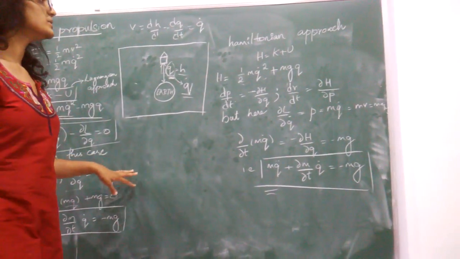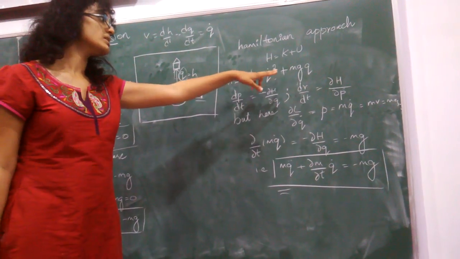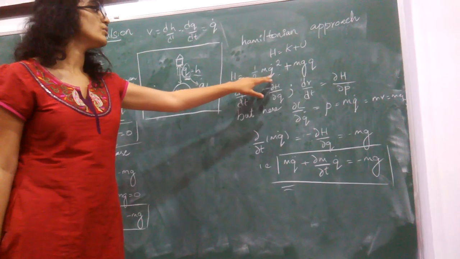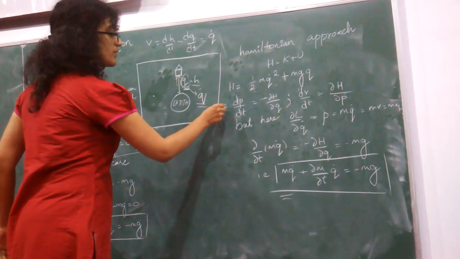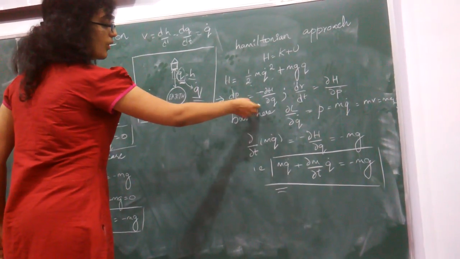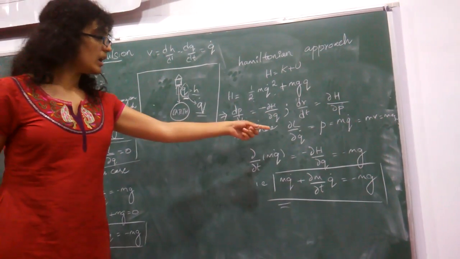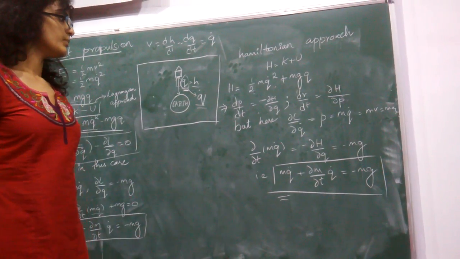Now let us use the Hamiltonian approach. The Hamiltonian of a system is kinetic energy plus potential energy. So the Hamiltonian is calculated as half m q dot squared plus mgq. The Hamiltonian equations that we use here are dp by dt is equal to minus ∂H by ∂q, and dq by dt is equal to ∂H by ∂p. Q represents our coordinates. Here p is our momentum.